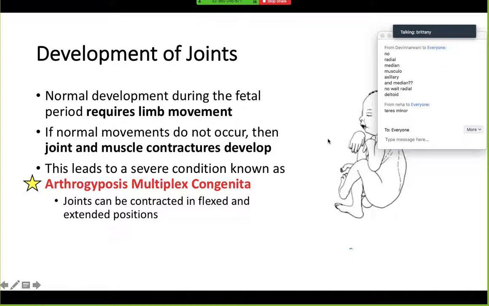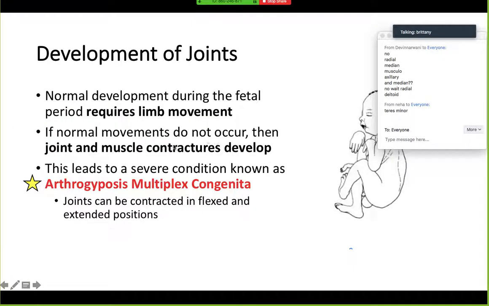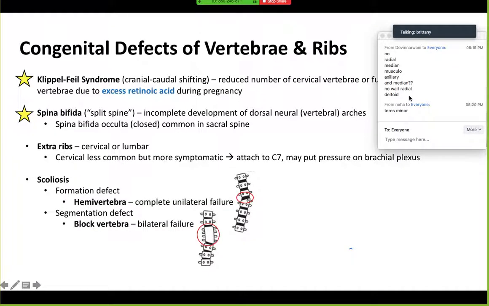There really isn't a pattern to it, so you can see a presentation with one wrist flexed and one extended, and so on. But the main thing to know is just that this is going to present with joint contractures. So if you see a patient with a lot of joint contractures, think AMC. Okay.